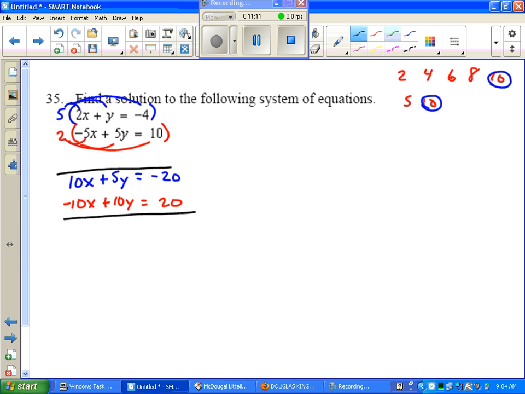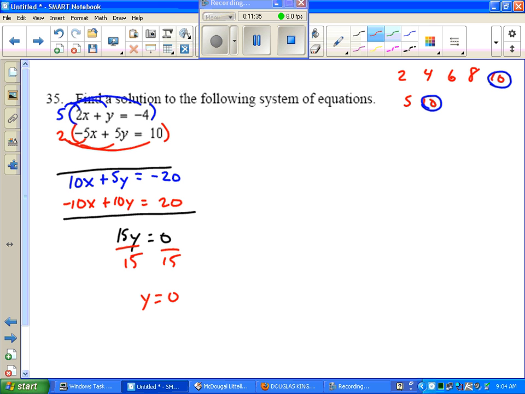So when we take these two and we combine them in order to eliminate them, 10x minus 10x, when we put those two together, we get 0x's. They eliminate each other. When we put 5y and 10y together, we get 15y. And we put negative 20 and 20 together, we get the number 0. So when you have 15 times y, you undo that by dividing by 15. Do the same on the other side. And y equals 0. So y's value is 0.